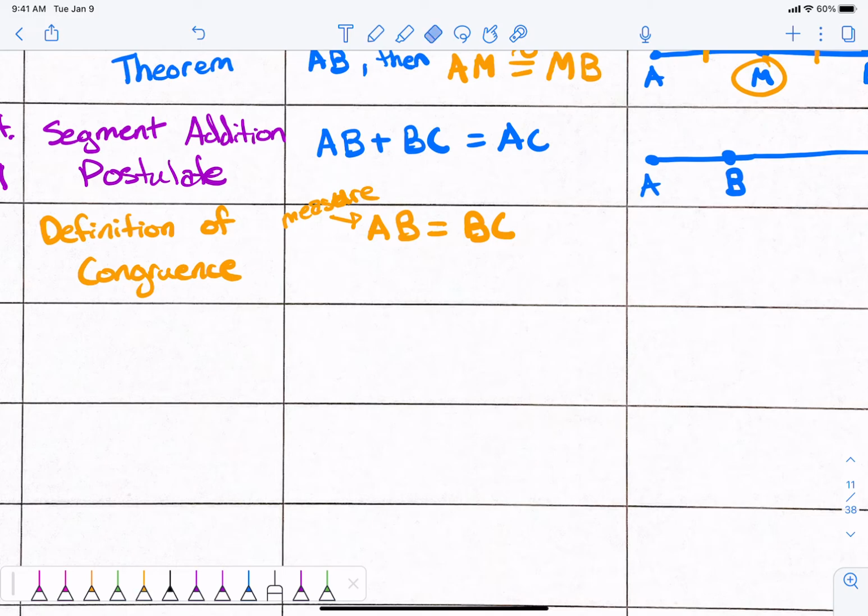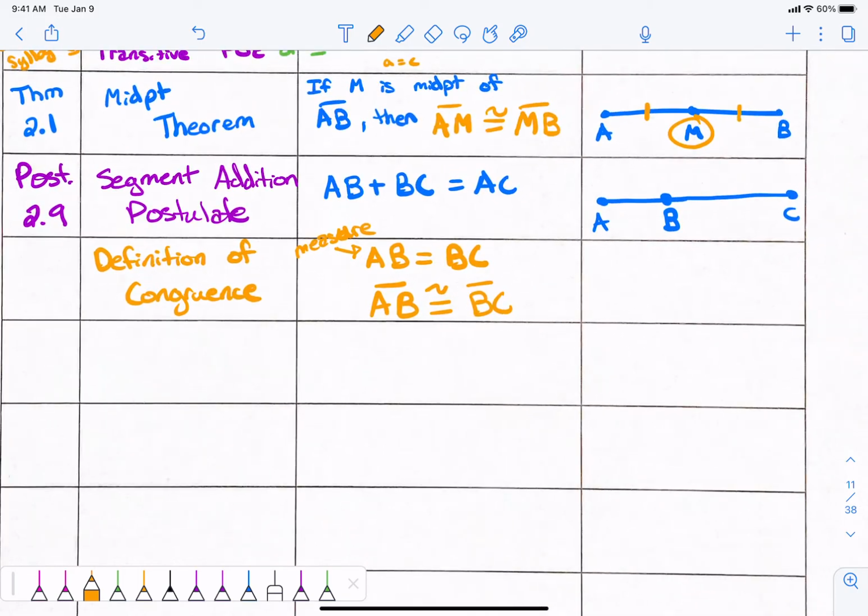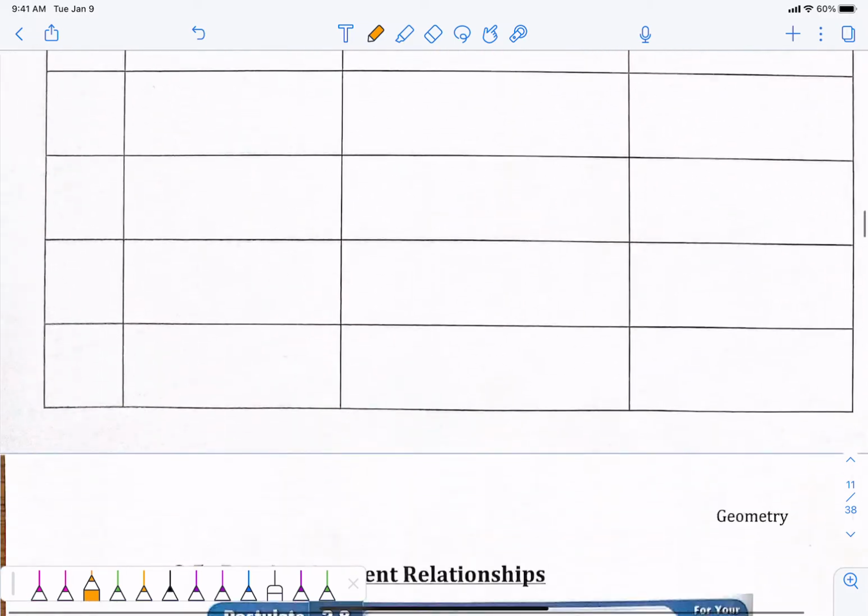The definition of congruence allows me to write segment AB, which has a segment bar, is congruent to segment BC. It allows me to go from their measurements being equal to the segments being congruent to each other. That's the definition of congruence. If their measurements are the same, then they are congruent to each other, which seems silly, but that's the way it works. They're going to have us do that in this proof down here.